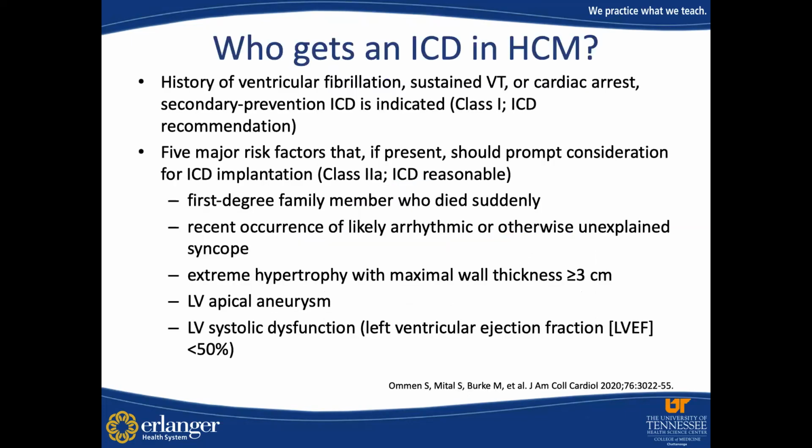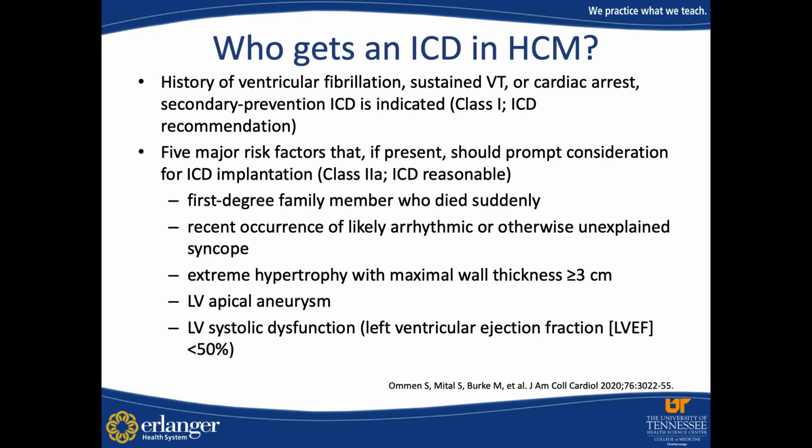All right, so now the important things. Who do we put an ICD in for HCM? For obvious things: do they have a history of VFib? Do they have sustained VT, so not SVT? Have they had a cardiac arrest? That's all secondary prevention, right? They've already had an event, so it's not primary anymore, it's secondary. So that's class 1. Then you have major risk factors.